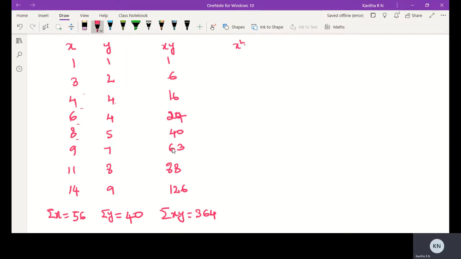Similarly, find x square here. 1 square is 1, 3 square is 9, 4 square is 16, 6 square is 36, 8 square is 64, 9 square is 81, 11 square is 121, 14 square is 196. Summation of x square is 1 plus 9 plus 16 plus 36 plus 64 plus 81 plus 121 plus 196, which is 524. Okay, then write this down. I will give 5 minutes.